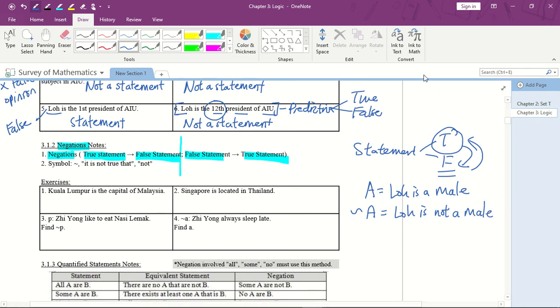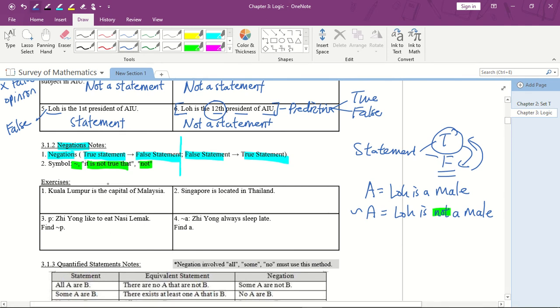So you can look at here. The symbol of negation is this one. The way to make a true statement become false, or false become true, is that you can use "it is not true that", or you can use the word "not". Just like here, I use the word not. Okay, so let's look at this question.